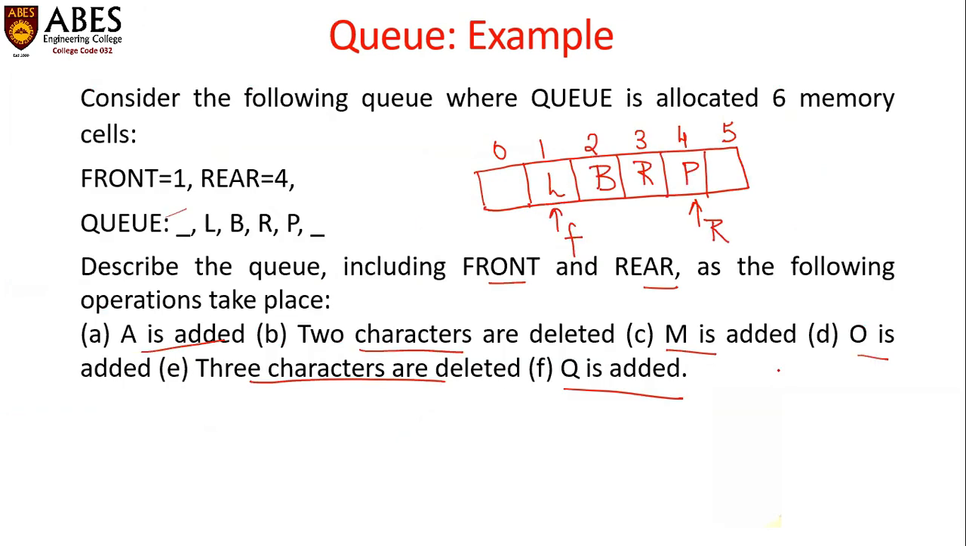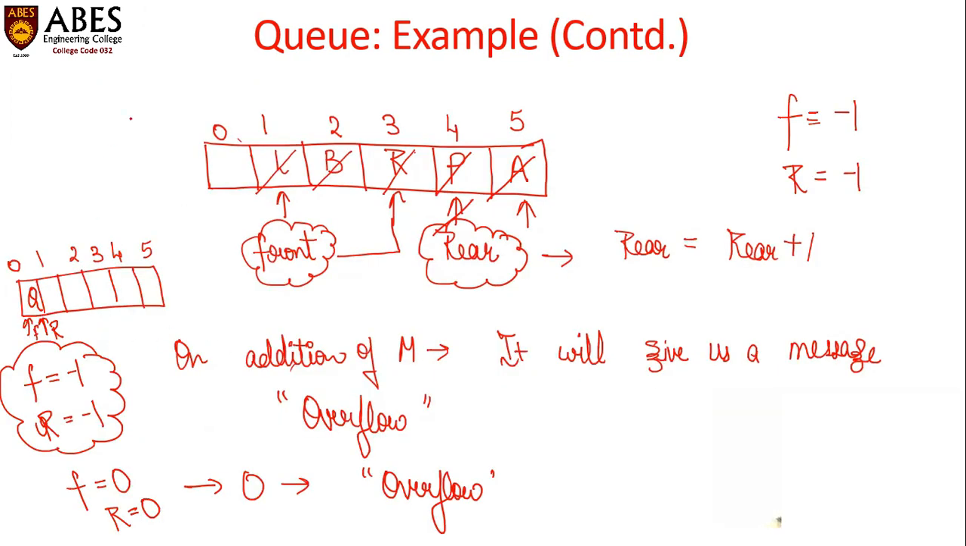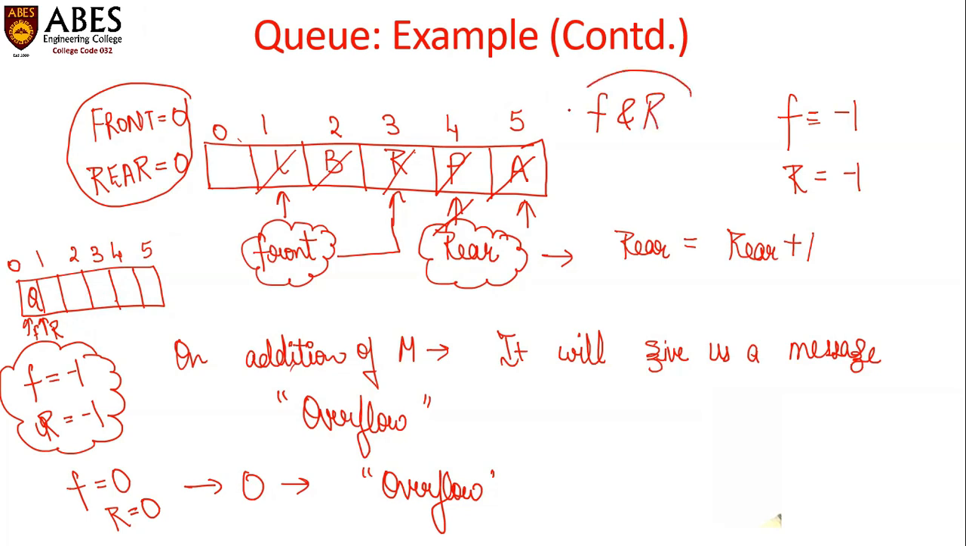Okay. So after performing all these operations, the question is asking front and rear position. Now front latest position is 0 as well as rear position is 0. Because there is only one element inside a Q. Whenever there is one element inside a Q, front and rear always point to the same location, which will be the 0th position.